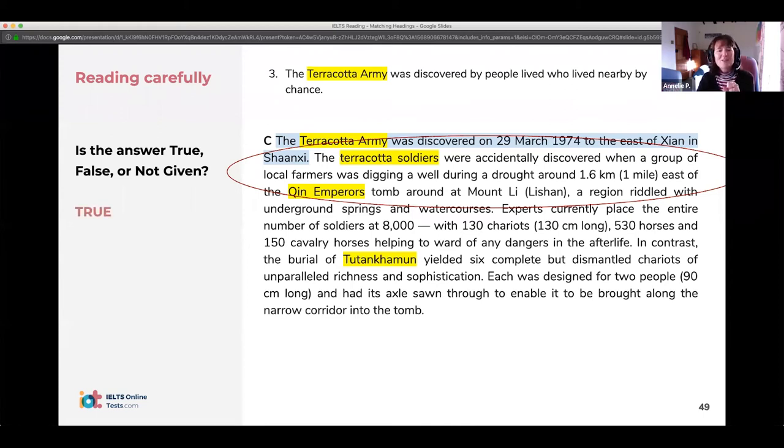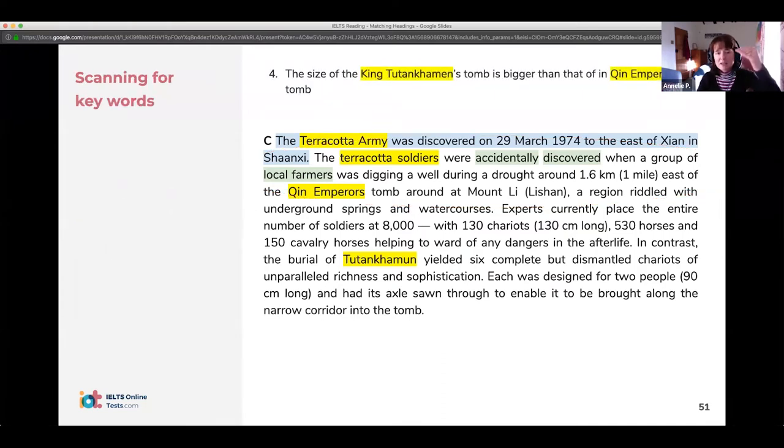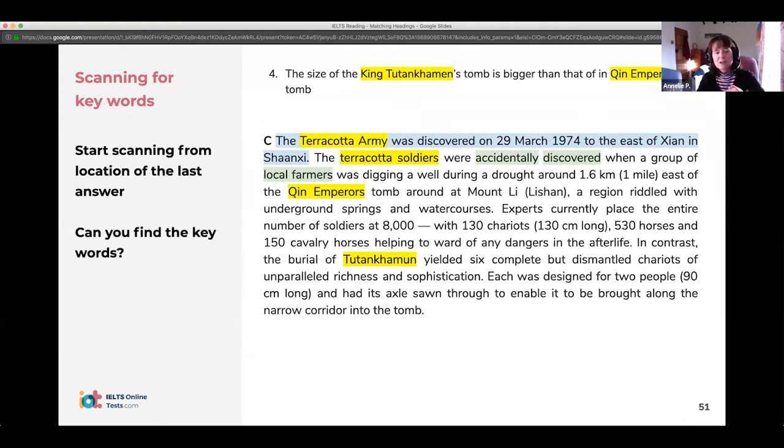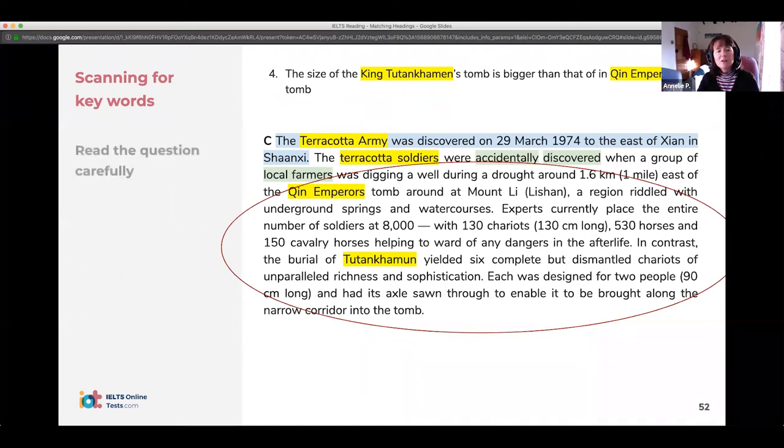Okay, very good, guys. True. It's basically exactly the same information, we've just expressed it in different ways. Okay, good stuff. And then the next one was Tutankhamun and the Qin Emperor. So again, we just need to move down to the next one. We know we're down here, we've got Qin, we've got Tutankhamun. And then we need to check the meaning.